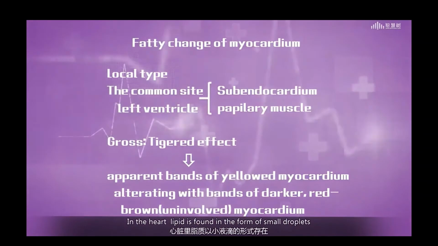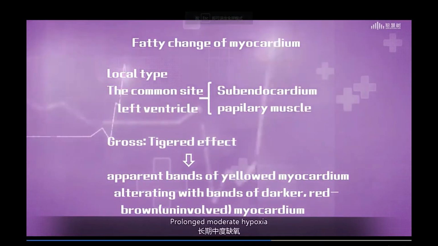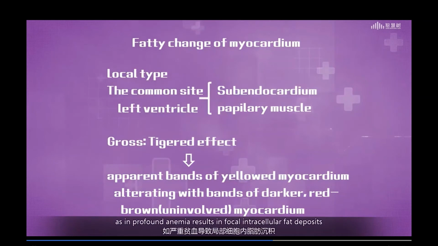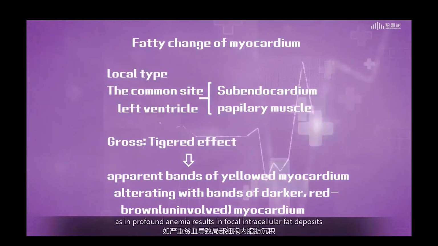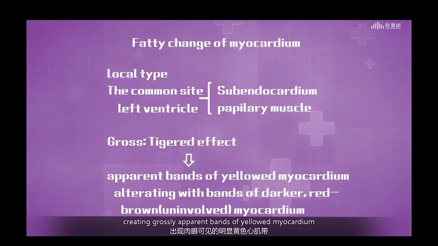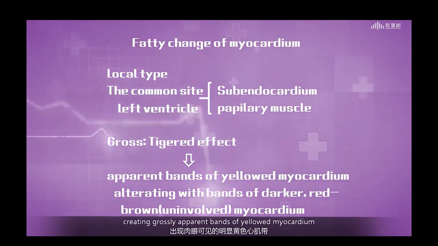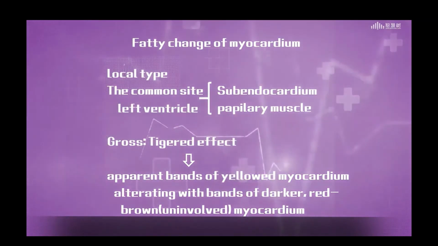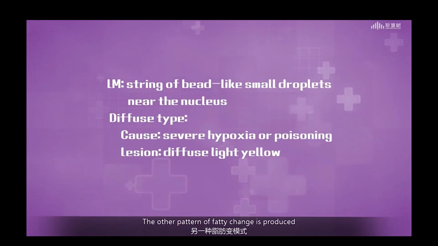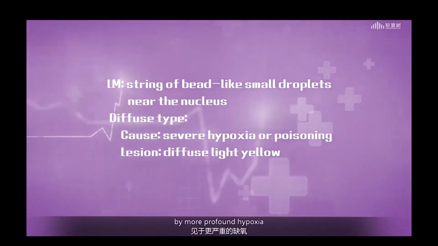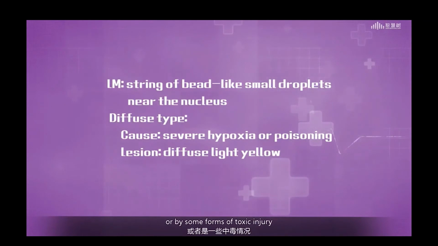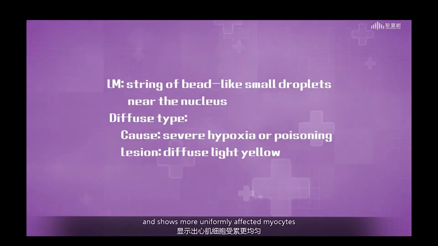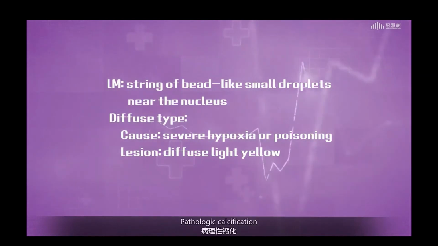In the heart, lipid is found in two patterns. Prolonged moderate hypoxia, as in profound anemia, results in focal intracellular fat deposits, creating grossly apparent bands of yellow myocardium alternating with bands of darker red-brown uninvolved heart. This is the so-called tiger effect. The other pattern of fatty change is produced by more profound hypoxia or by some forms of toxic injury and shows more uniformly affected myocytes.